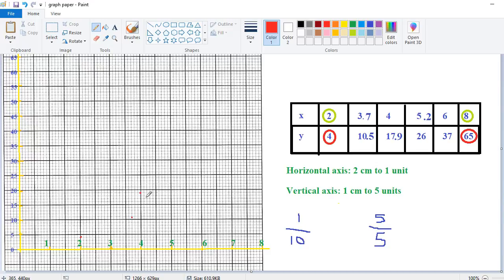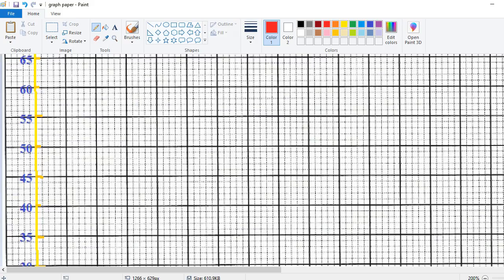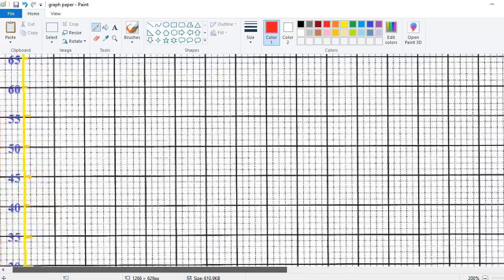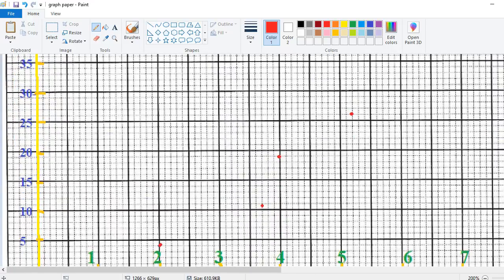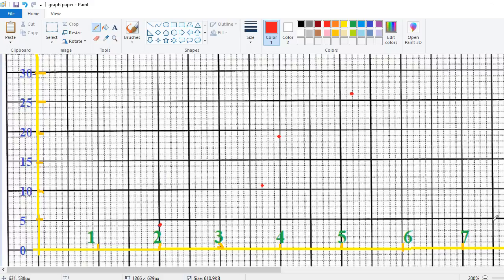Next, we have 5.2 and 26. 5.2. So here's 5. We go 1, 2. And we're going to 26. So that puts us, 5.2 would be here. That puts us right here. Okay? Now, I'm just going to maximize it so you can actually see my points better.